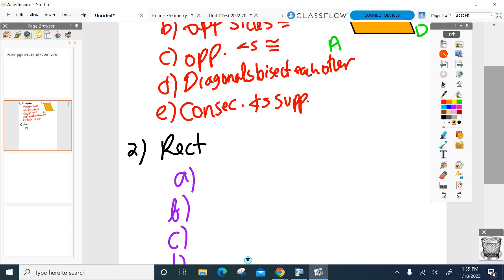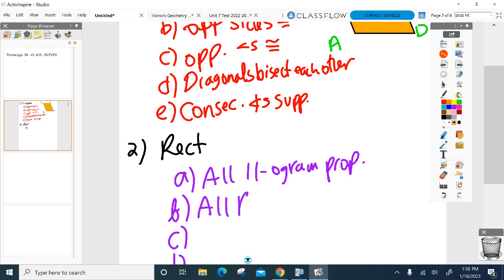It's a parallelogram too. So it has all the parallelogram properties. Everyone always thinks right angles, right angles, right angles. Is that true? Yeah, it's true. But we have to remember, it has all these too. All the parallelogram properties, in addition to all right angles.